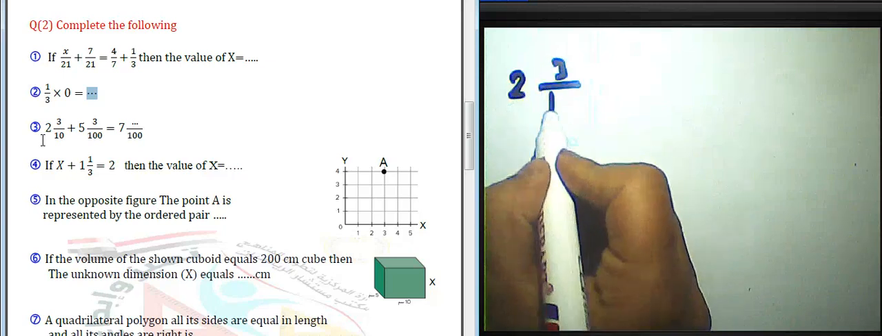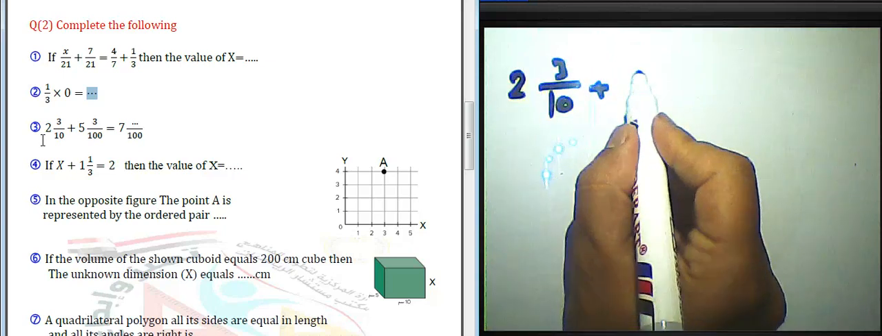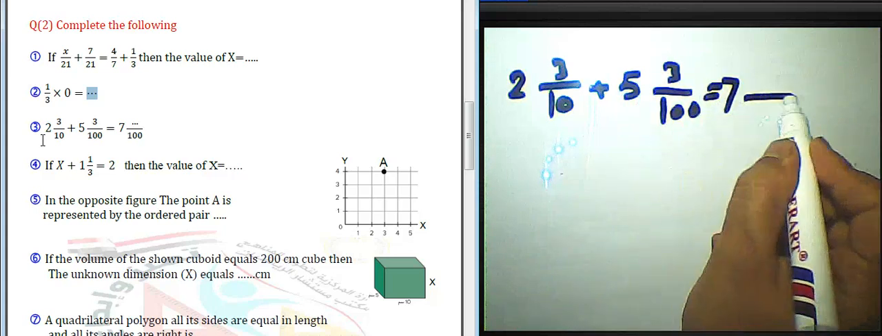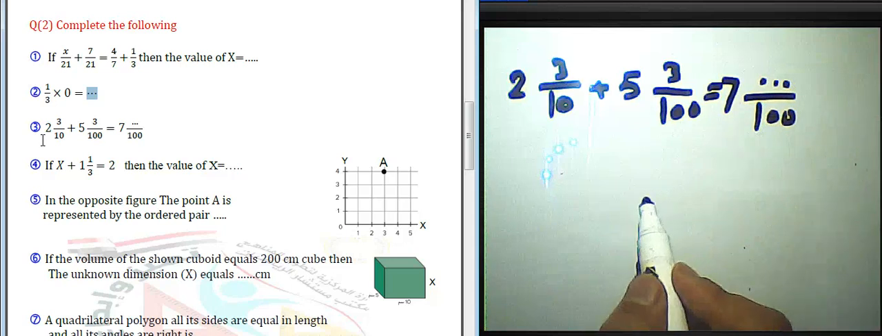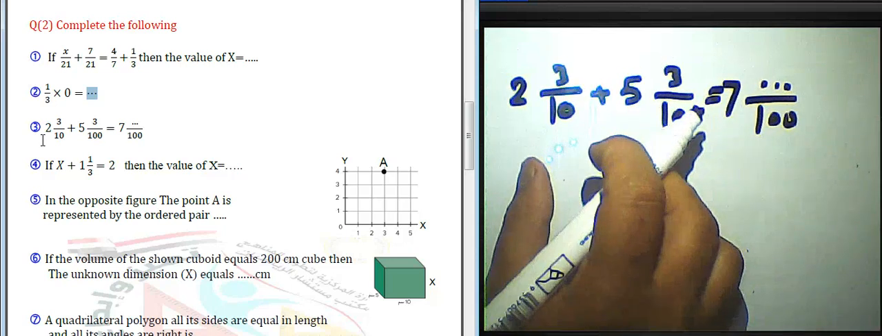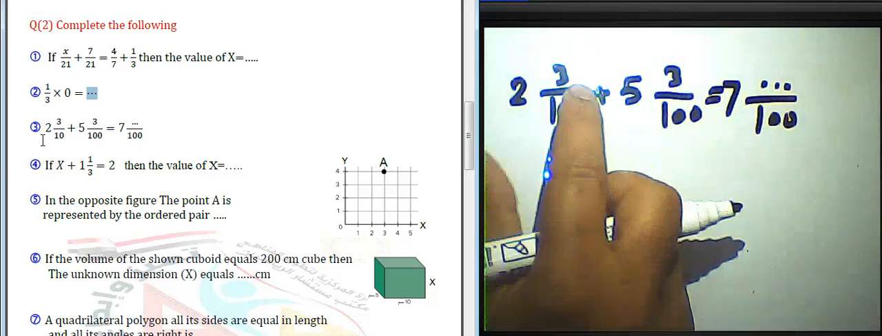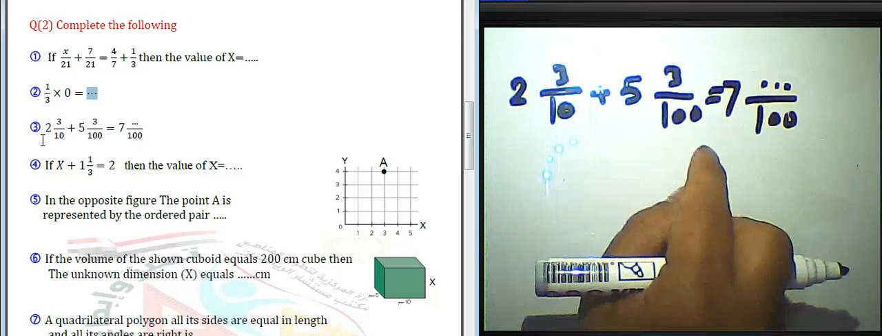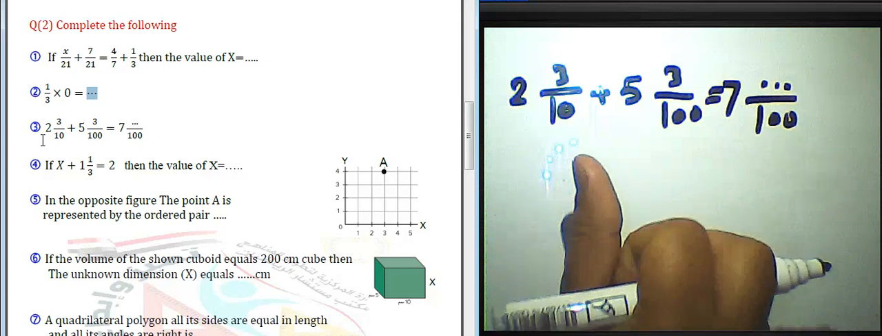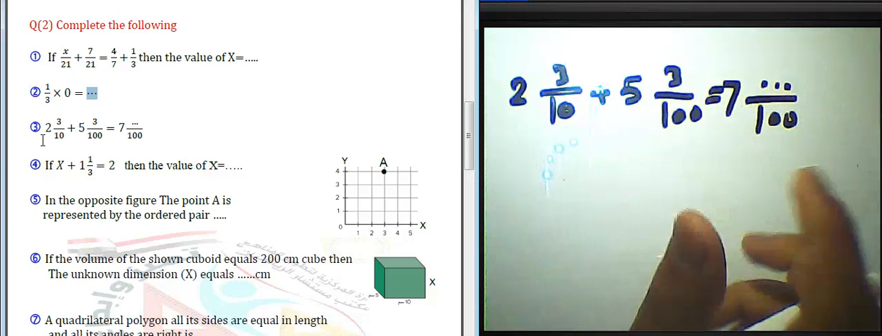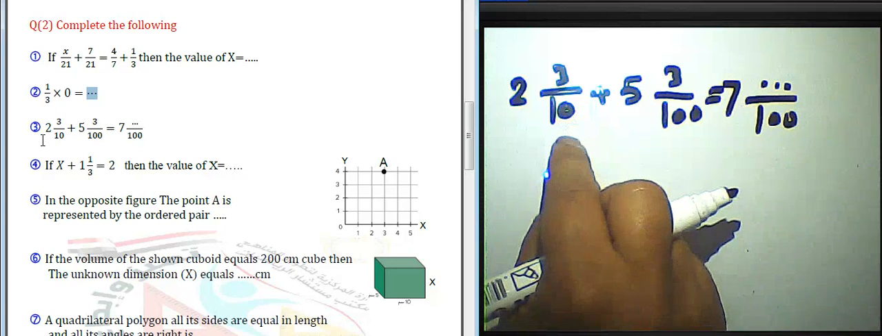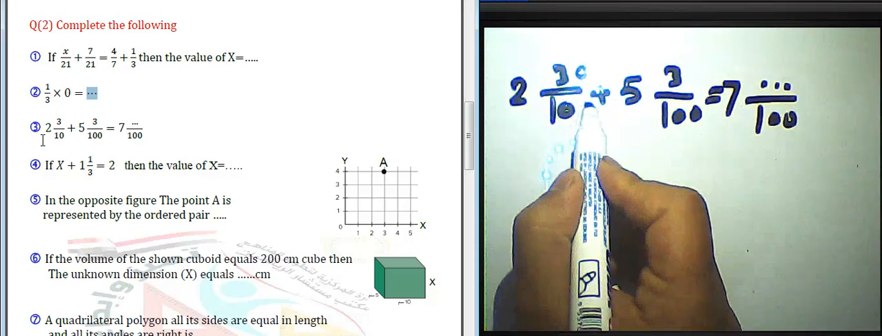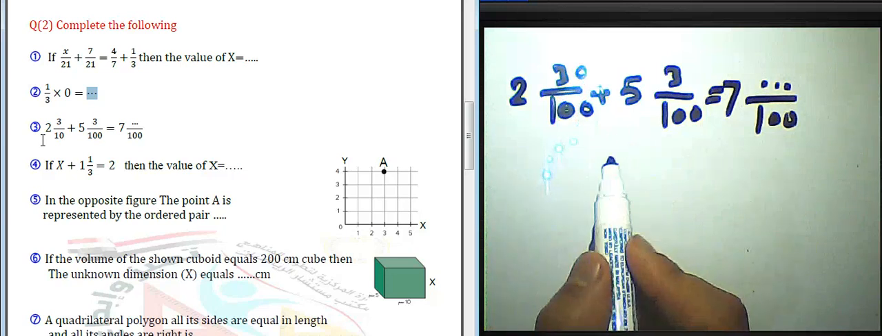2 and 3 over 10 plus 5 and 3 over 100 equals 7 and space over 100. To find the result of the two fractions, we must convert 3 over 10 using the least common multiple of 100 and 10. 100 can be divided by 10, so the least common multiple of 100 and 10 equals 100. Then you must convert the denominator 10 to 100 by multiplying the numerator and denominator by 10. And then you can add them.